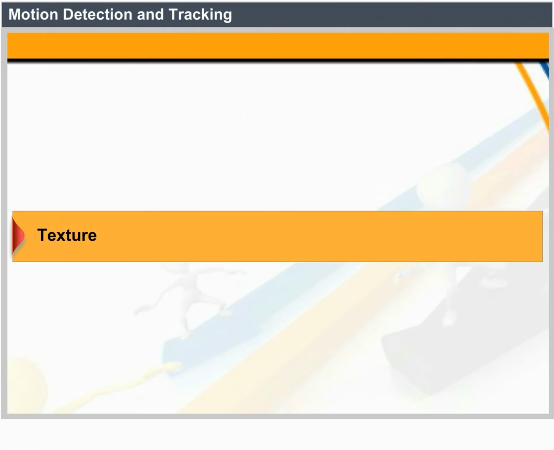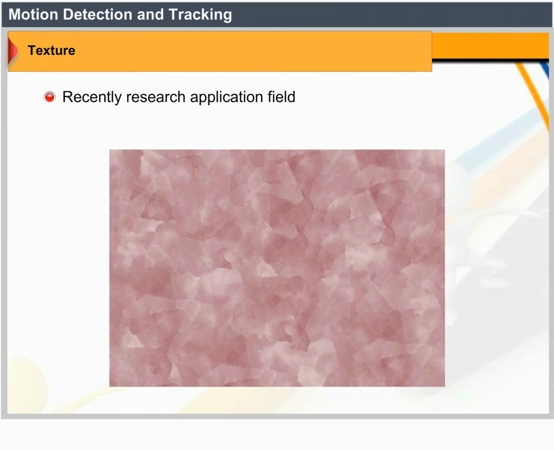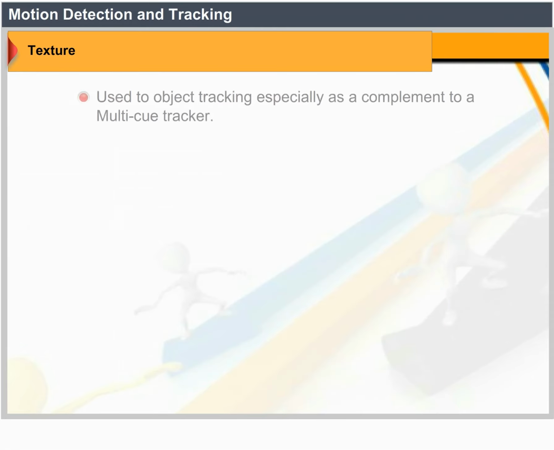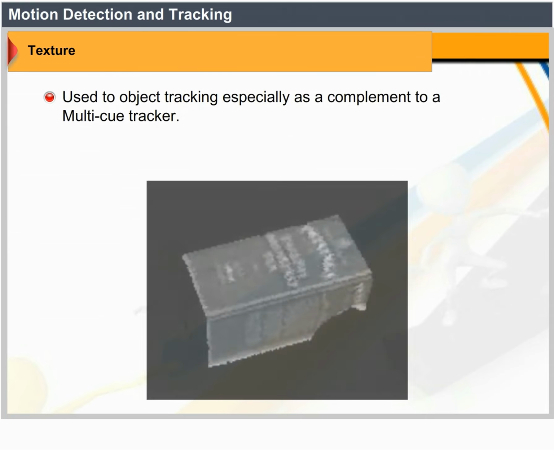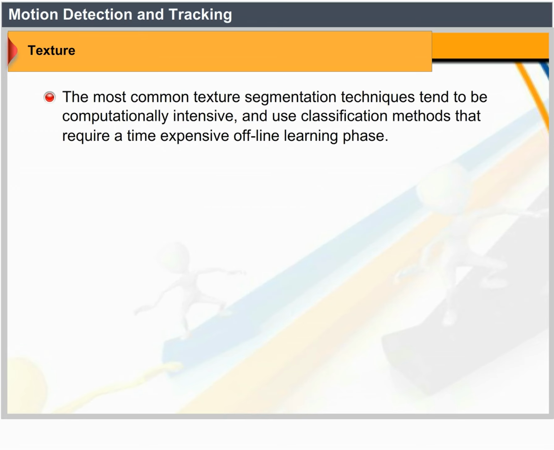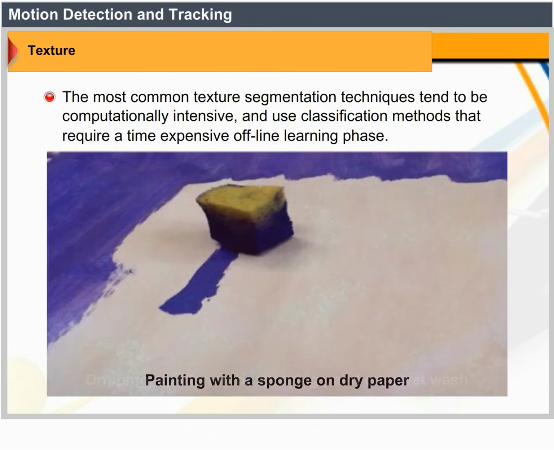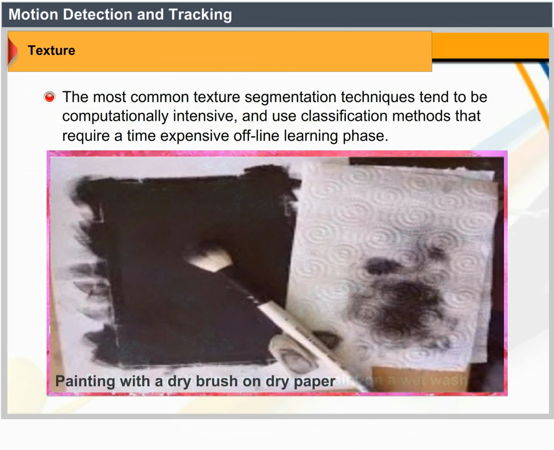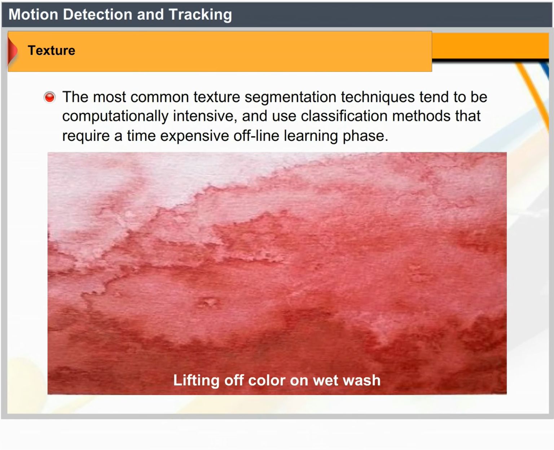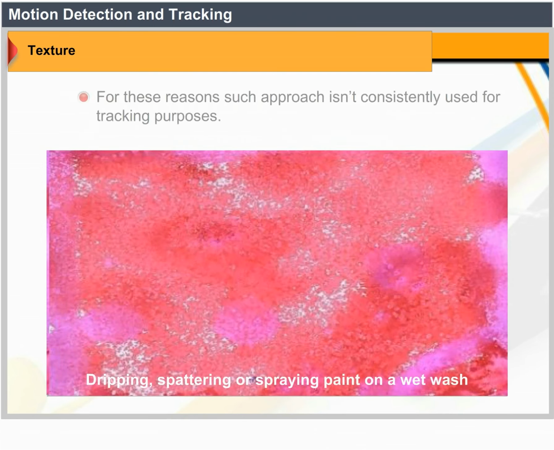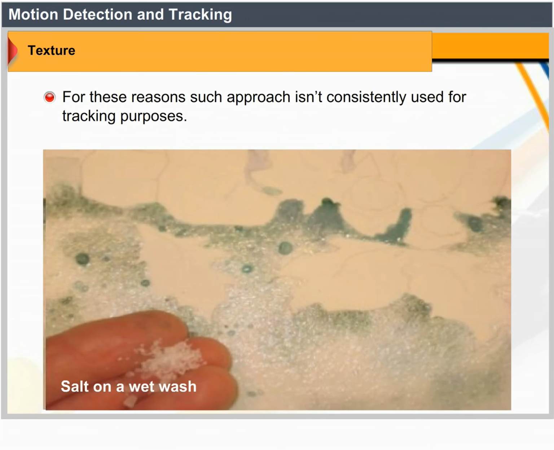Texture. A recent research application field, used for object tracking, especially as a complement to a multi-cue tracker. The most common texture segmentation techniques tend to be computationally intensive and use classification methods that require a time-expensive offline learning phase. For these reasons, such an approach isn't consistently used for tracking purposes.